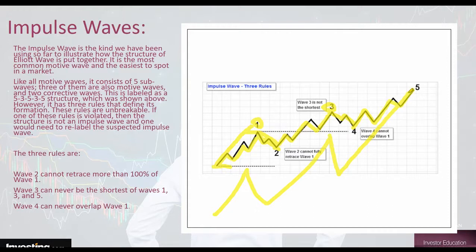And you'll find that this is not something somebody made up and happens once in a while. This impulse wave and the rules within this impulse wave always happen. Okay. Now, however, it has 3 rules that define its formation. These rules are unbreakable. If one of these rules is violated, then the structure is not an impulse wave, and one would need to relabel the suspected impulse wave. So, because you have to be able to find these and identify them correctly, you need to have rules that allow you to do such.